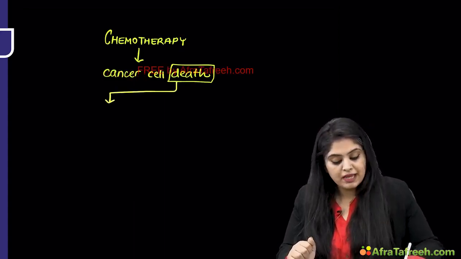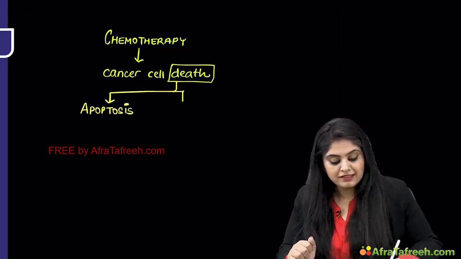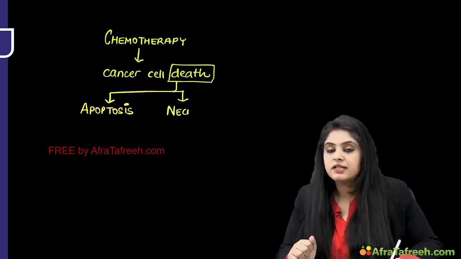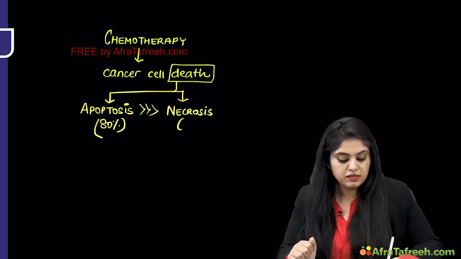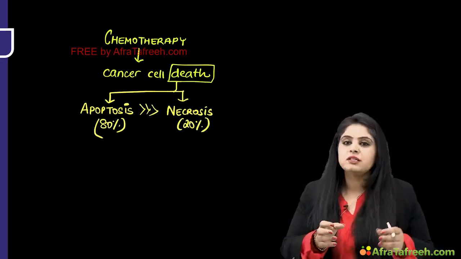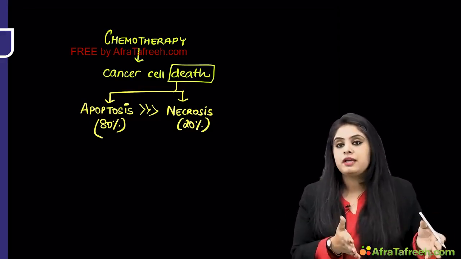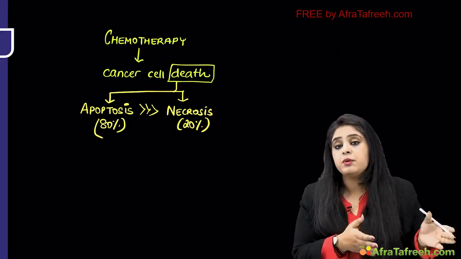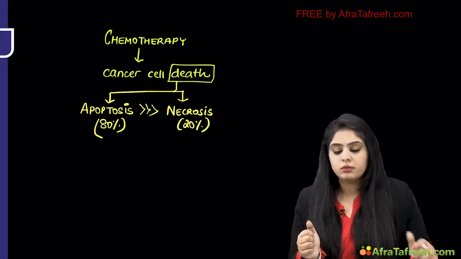So please remember, cancer cell death is happening because of both apoptosis as well as necrosis, but it's an 80-20 scenario. It means a much more common mechanism is apoptosis, and a lesser one is necrosis. You don't have to learn the percentages, I'm only telling you for your knowledge, that a much more common mechanism for killing the cancer cells is apoptosis, and a less important one is necrosis. I hope everyone's okay with this.